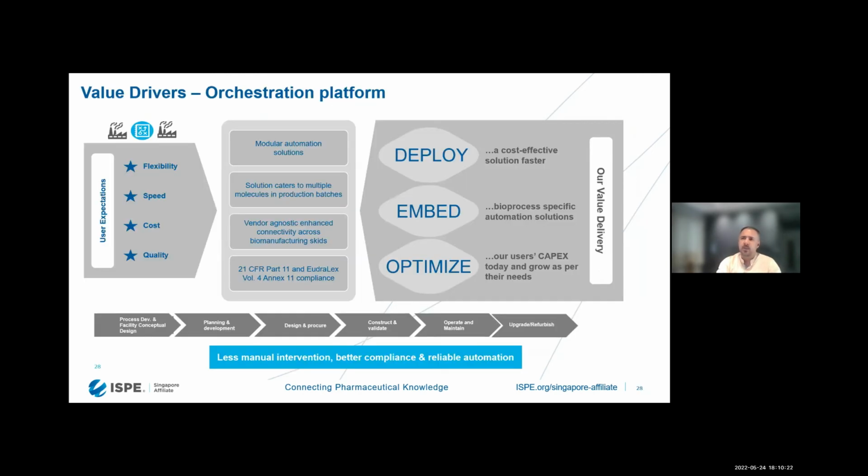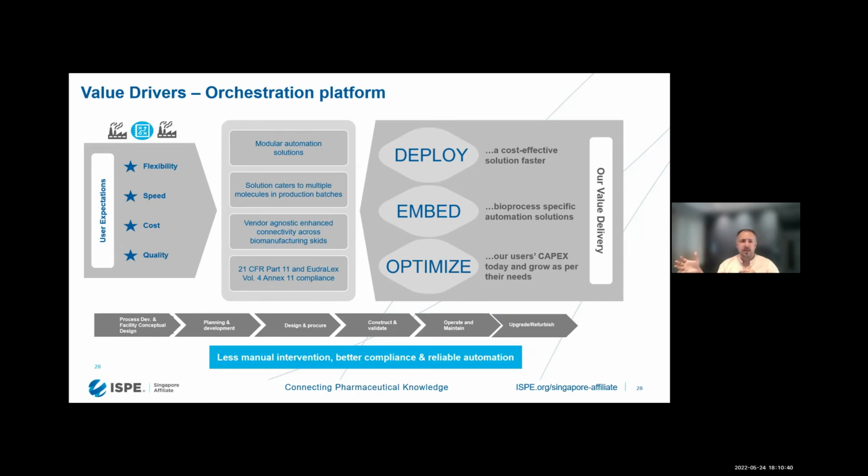And with that, I would again cite what we started with in the beginning: the market and the users are expecting a lot of flexibility, increased speed, reduced cost, and adherence of quality.